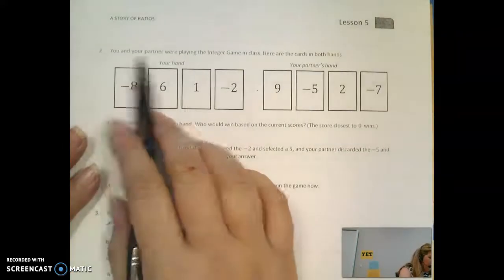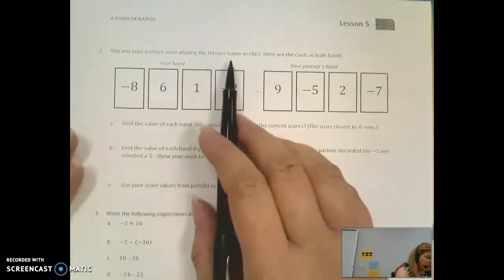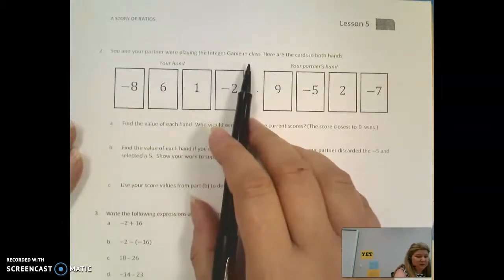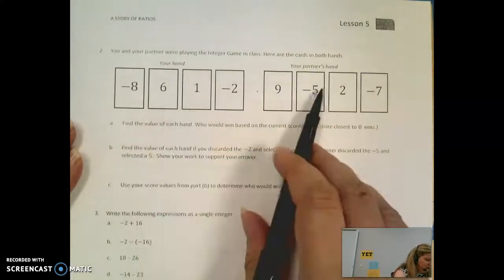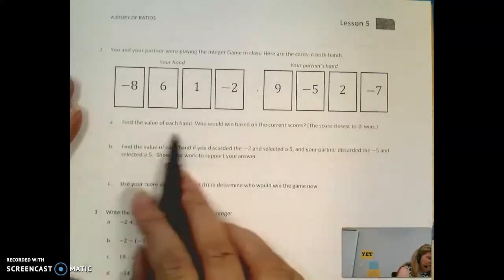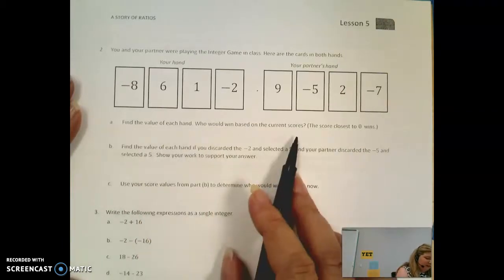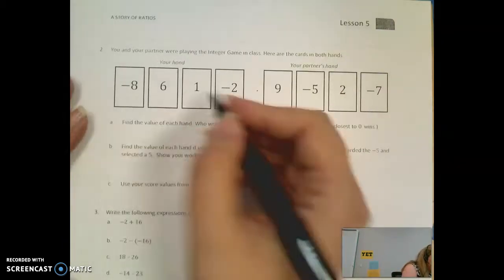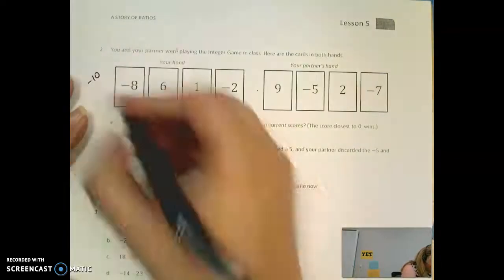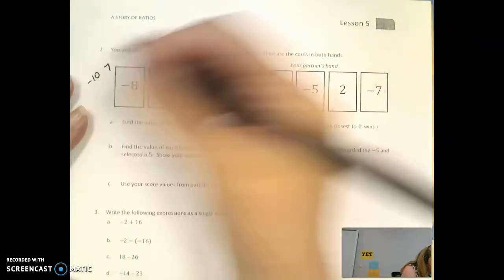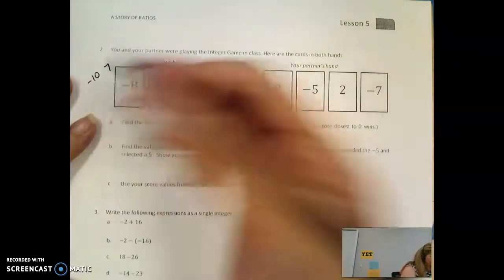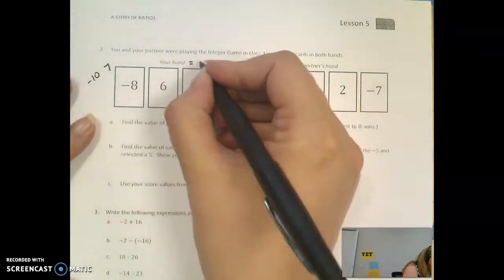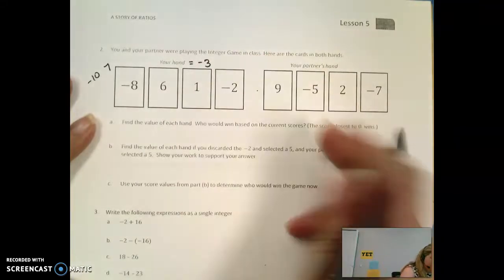So, moving on to number 2. You and your partner were playing the integer game in class. Here are the cards in both hands, your hand and your partner's hand. Find the value of each hand. Who would win? Okay, so here I have negative 10, and then I have 7. That's how I like to do it, is put all my negatives together, then put all my positives together. At any rate, your hand is negative 3.